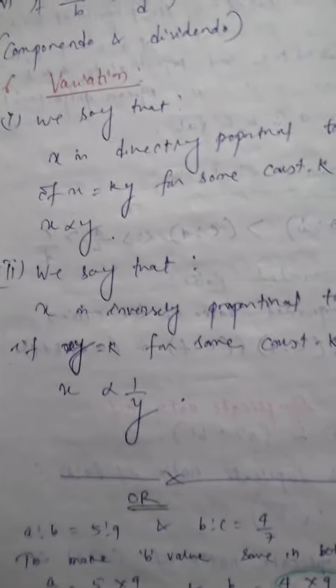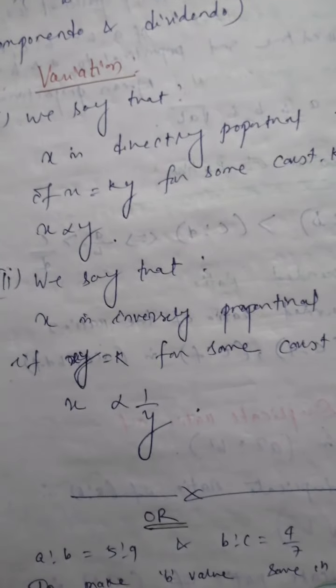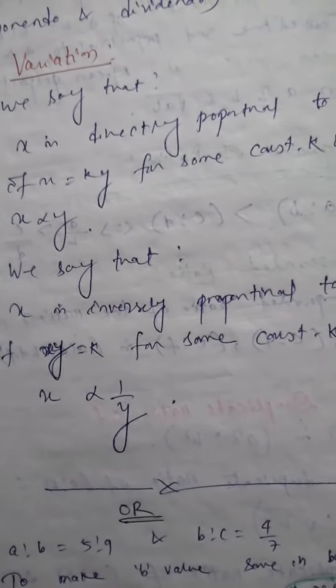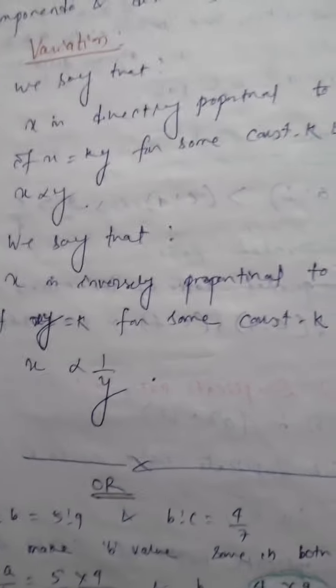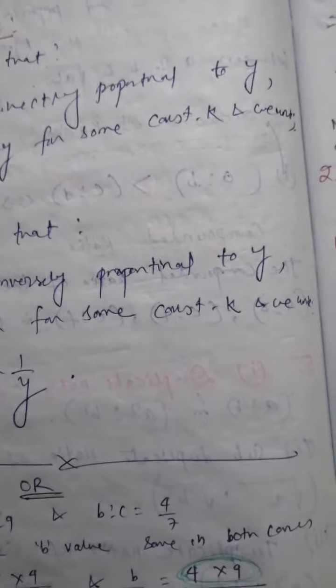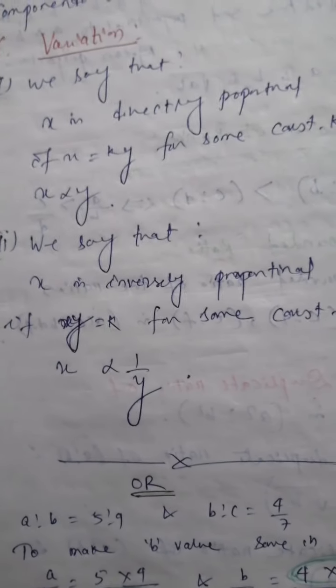Next, point number 6 is variation. Part 1: we say that x is directly proportional to y if x equals ky for some constant k, and we write x is proportional to y. Fine. And the second point is, we say that x is inversely proportional to y if xy equals k for some constant k, and we can write x is proportional to 1 by y, or we can say x is inversely proportional to y.